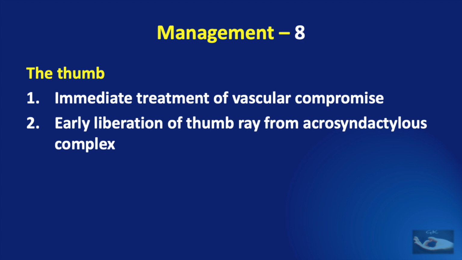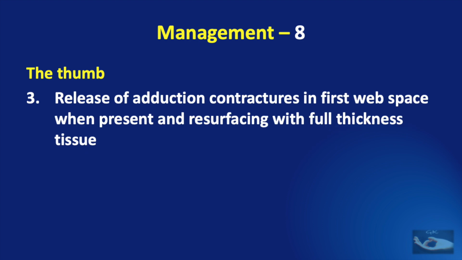The second is early liberation of the thumb ray from an acrosyndactylous complex. So if the thumb is fused to the other fingers, usually the index finger, this release must be done as early as possible to allow the thumb to grow normally. The third is release of adduction contractures within the first web space when present and resurfacing with full thickness tissue if needed prior to any augmentation of thumb length.